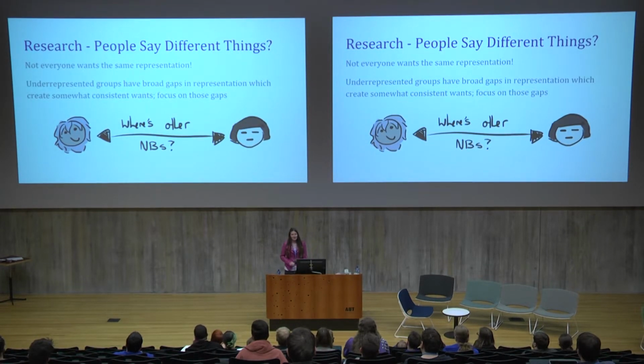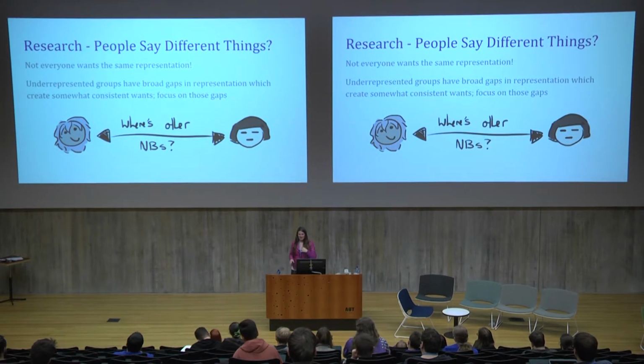Another thing that you'll notice when you start doing research is that people want different things and people hate different things. Not everyone wants the same representation. If you asked a few straight white guys who they want to see in games, some of them would say Mario, some of them would say Solid Snake or what have you. Underrepresented groups, however, usually have broad gaps in representation, which you'll be able to pick up on through the research process. Finding those broad gaps will give you ideas of big no's that you should be avoiding or big requests that the group is after overall.